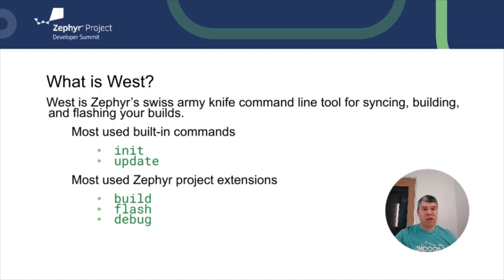You'll typically run West init, which creates your workspace, followed by West update, which parses the manifest file and clones the listed Git repositories. West is pluggable, allowing you to add your own commands, which are referred to as West extension commands. These extensions are defined in a YAML file that's pointed to within the West manifest file for a project. The Zephyr project itself adds some commonly used extensions such as build, flash, and debug.